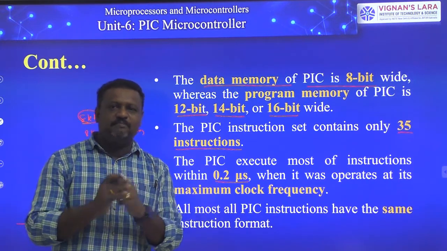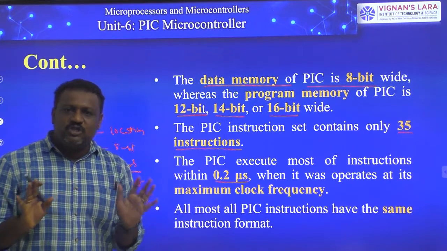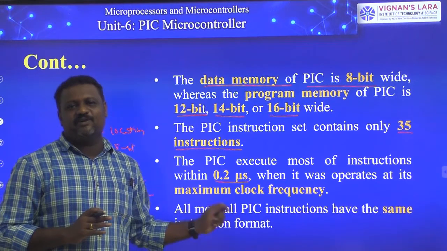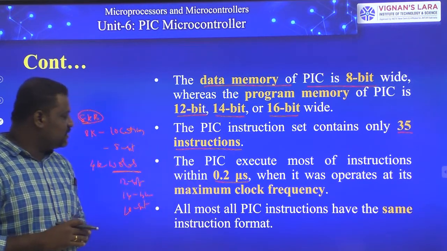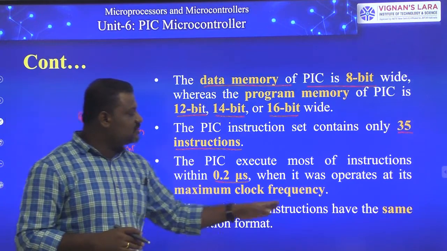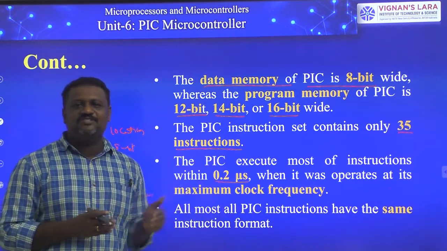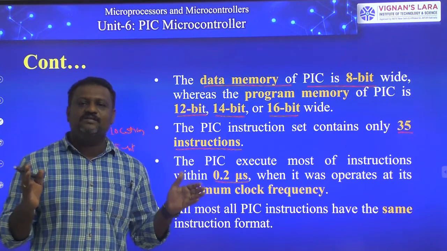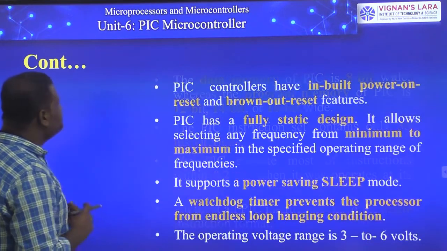Once you operate your PIC controller with its maximum operating clock frequency, most of the instructions can be executed in only 0.2 microseconds. It is very little time, so this is another feature. And almost all PIC instructions have the same instruction format, because the number of instructions here is just 35. It is easy for us to make all instructions in the same format. So that is another feature.